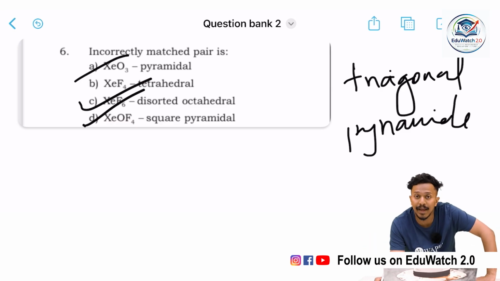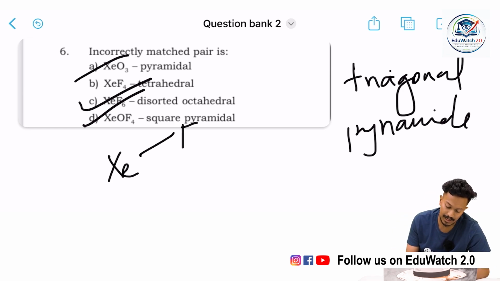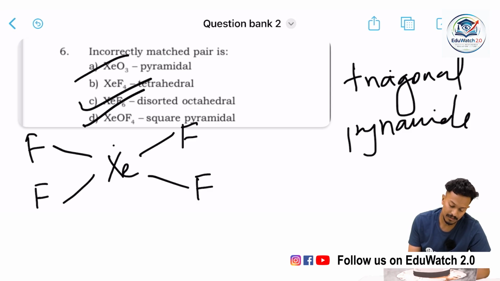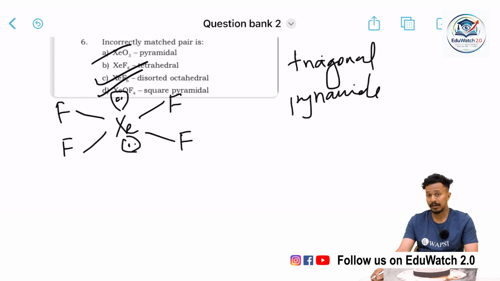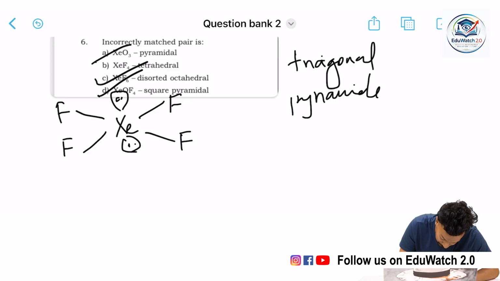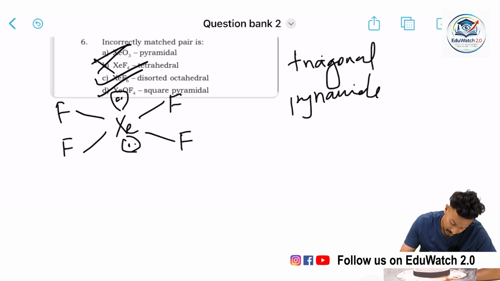What about XeF4? There are totally 4 bonding atoms and 2 lone pairs, with one lone pair on each end. So this is a square planar structure, not a tetrahedral. So the incorrect option is XeF4 as tetrahedral, which is wrong. XeF4 has a square planar structure.